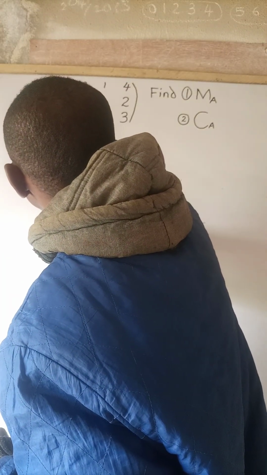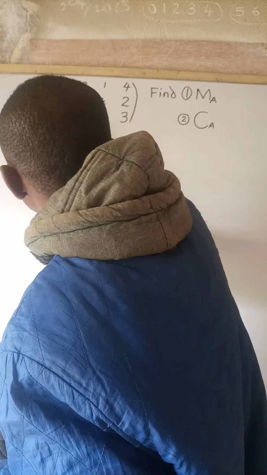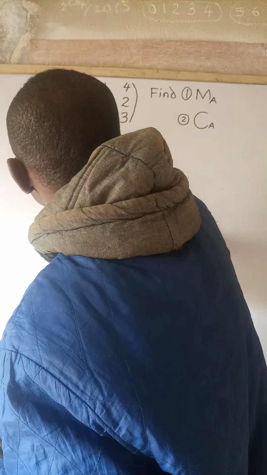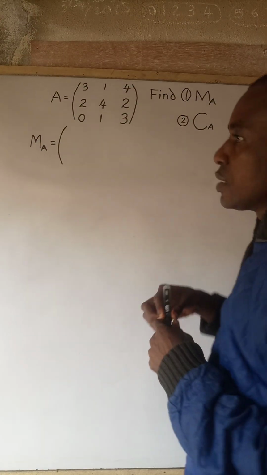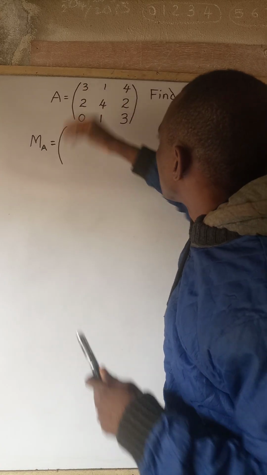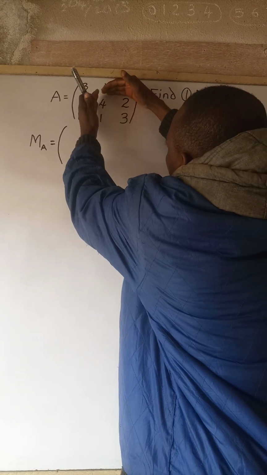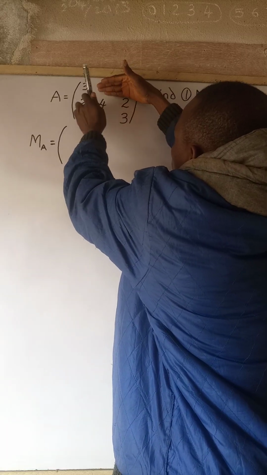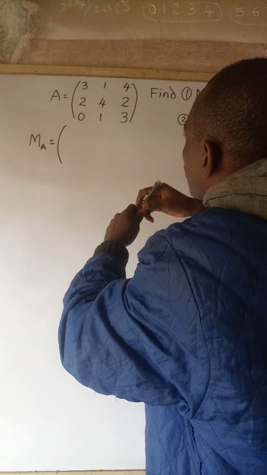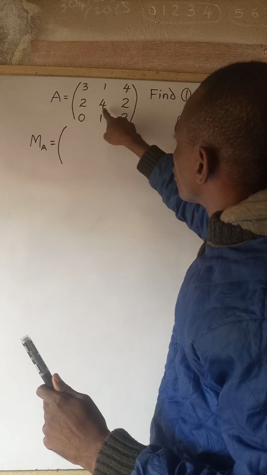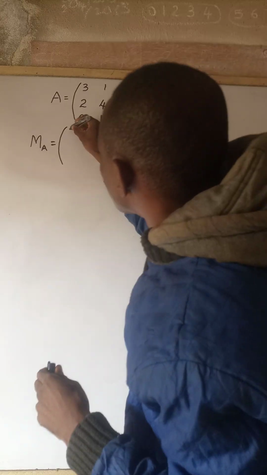So let's go. We are looking for the minor, which is M_A, and this M_A will become, I will open the bracket. So let's start. We are looking for the minor of this. For the minor of this, I will delete this row and this column, so we will have only this left. I will multiply the major diagonal first, which is 4 times 3, and that gives us 12, minus 1 times 2, which gives us 2. So 12 minus 2 will give us 10.